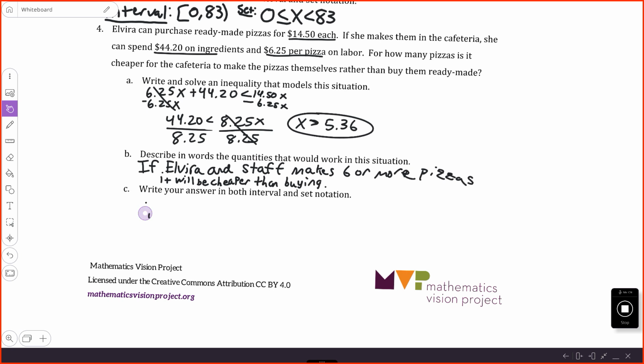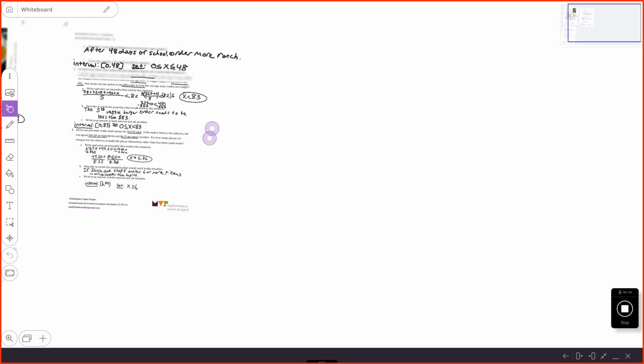So interval notation means I can include 6 because 5.36 is rounded up, and we can have infinity as our upper end. So whenever we have set and we end at infinity, all we need to do is write x greater than or equal to 6. I don't need to put infinity in there because we keep going up and up and up. Okay, 2 more.